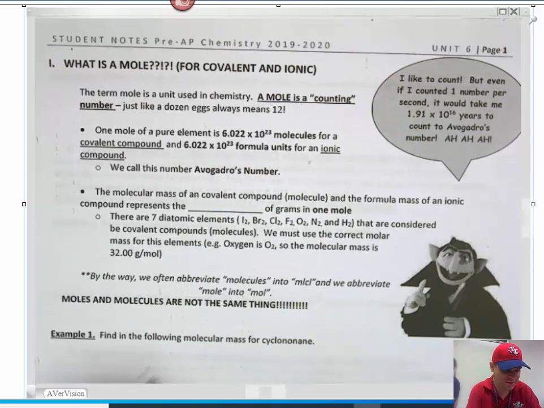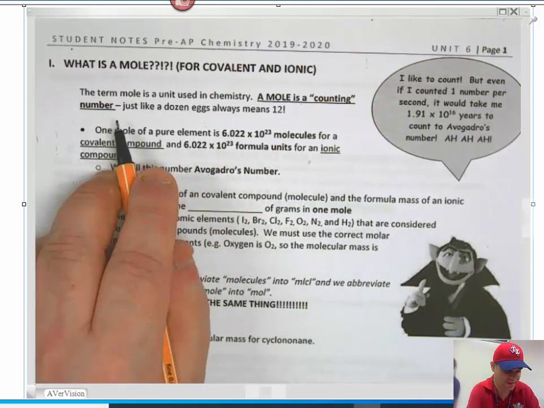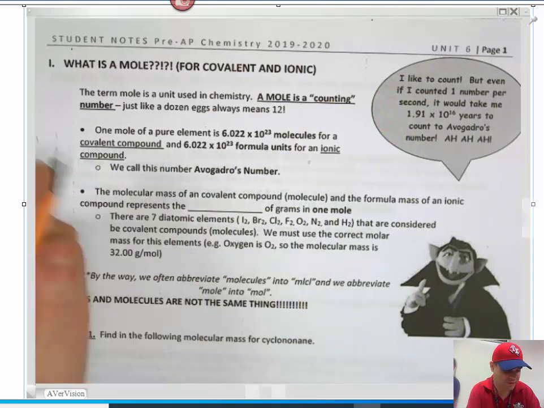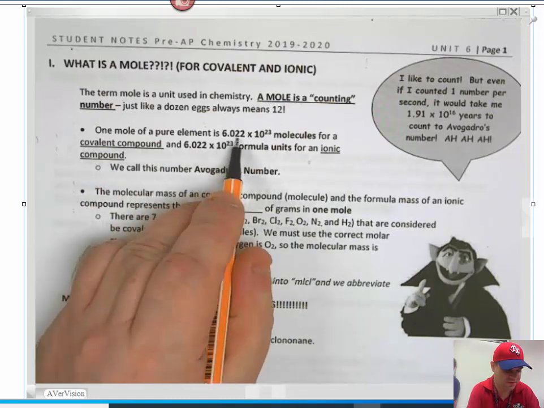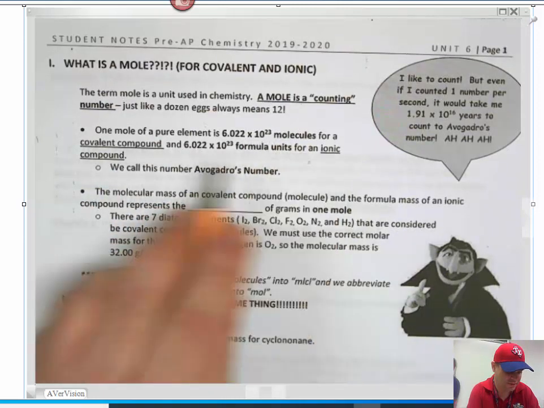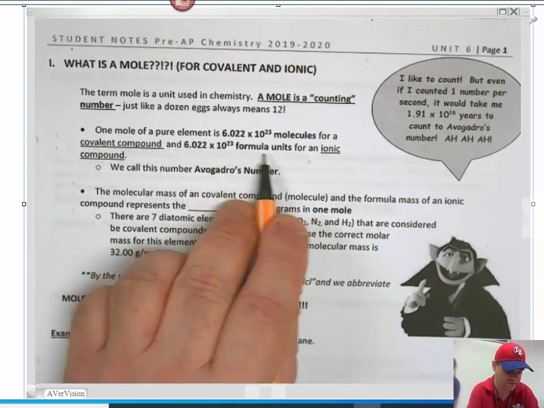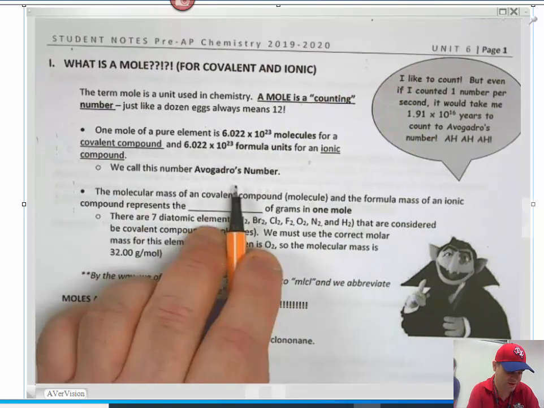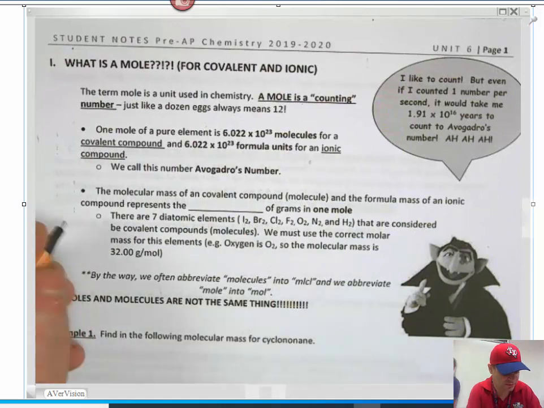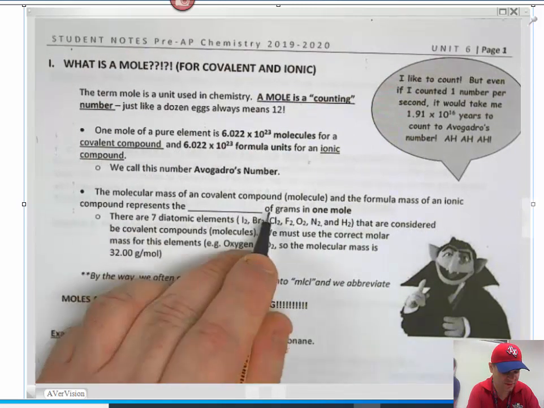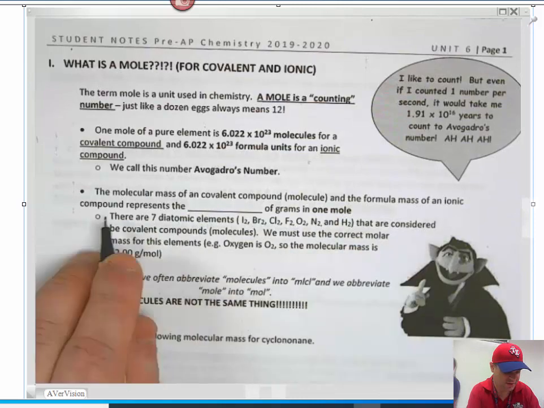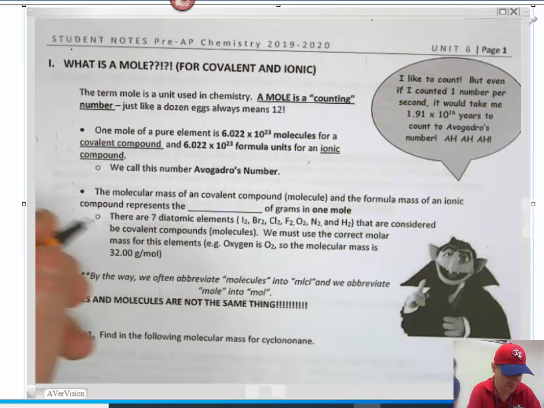You are here. Okay, a mole is a counting number. This should be review for you. Remember, it is 6.022 times 10 to the 23rd molecules for a covalent compound and 6.022 times 10 to the 23rd formula units for an ionic compound. This is what we call Avogadro's number.